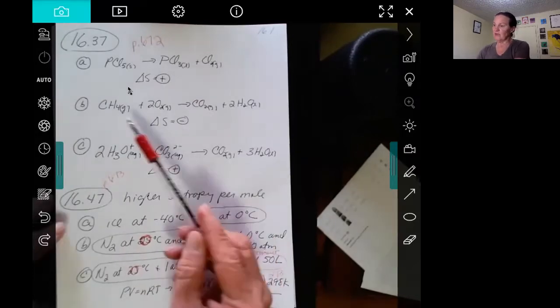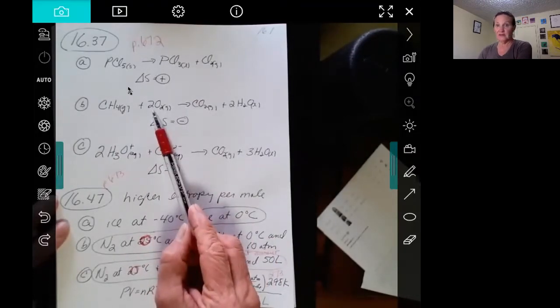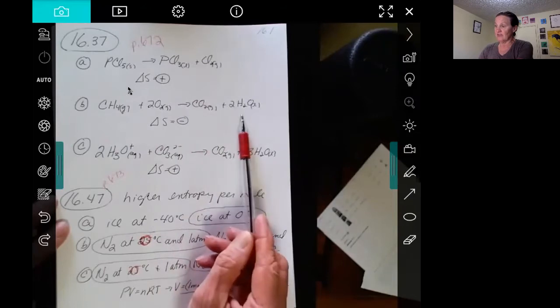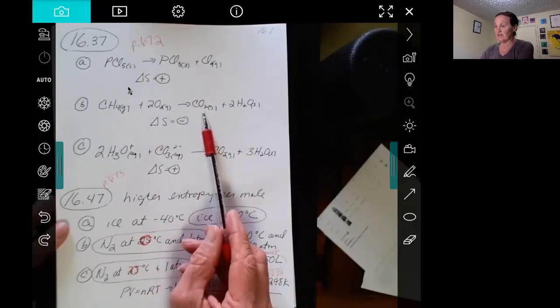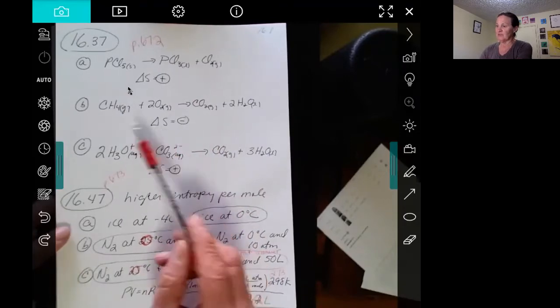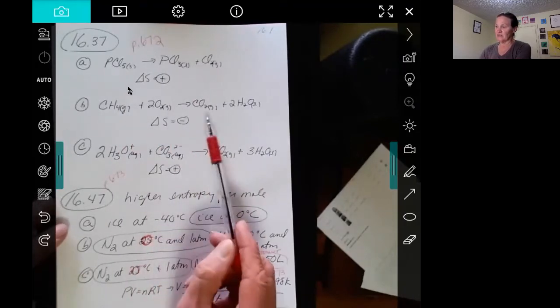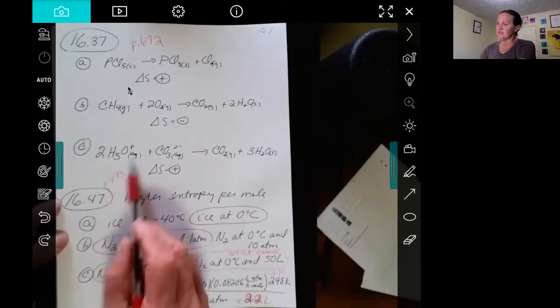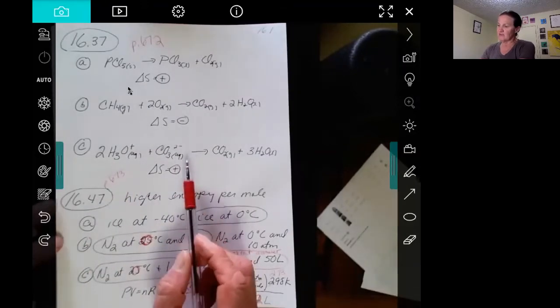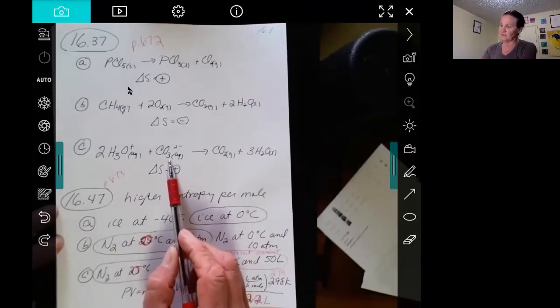The second one, we have 3 moles of gas going to a mole of gas and 2 moles of liquid. So we're decreasing the number of moles of gas. So this second one, B, the reaction of methane with oxygen to make CO2 and water, that should have a negative delta S.